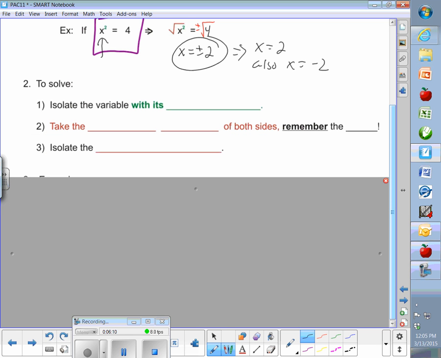Here it is in a nutshell. Hey, it's going to be something familiar because math makes sense. How do you do a problem where the variable is squared? Well, isolate the variable with its exponent. In other words, isolate the variable squared. Get the variable squared all by itself on one side of the equal sign. We can do that. Once the squared variable is isolated, now you're ready to take the square root of both sides.